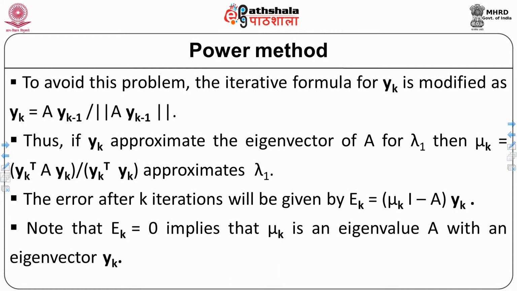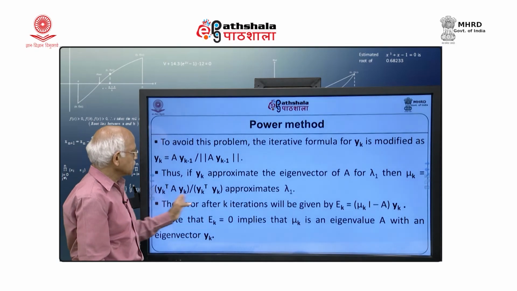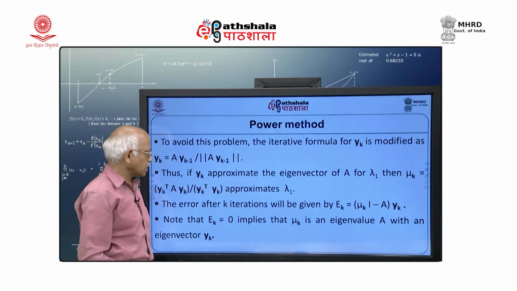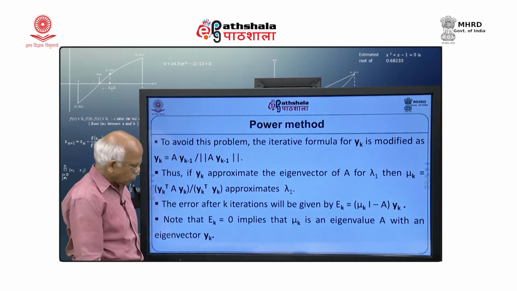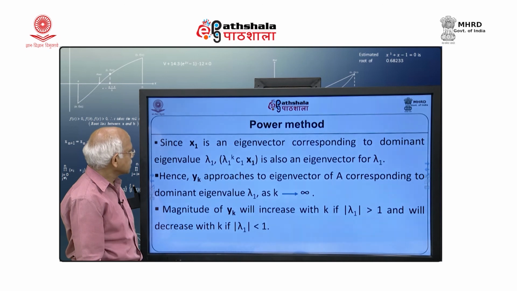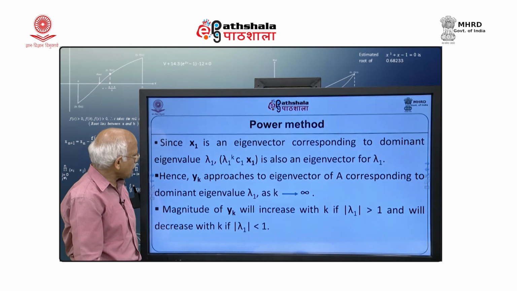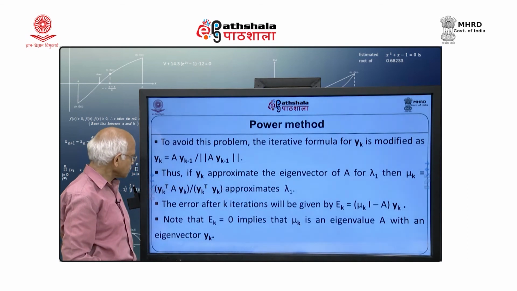Now, this will give me the approximate value of lambda 1, and we can easily notice that A y k bar will be equal to lambda 1 y k bar. So lambda 1 comes out, and this gives an approximation to the eigenvalue lambda 1. So we have already seen here that this particular number approximates the eigenvector, and this particular number will approximate your lambda 1.